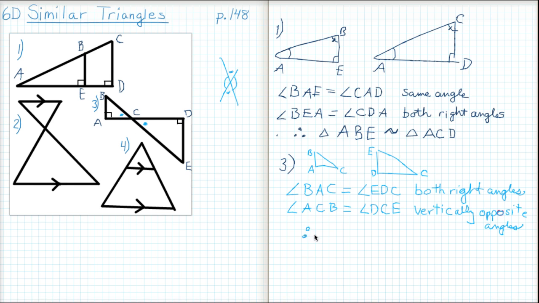Okay, therefore, I've shown two angles, so I can assume that angle B is going to be equal to angle E as well, because the other angles are all equal. So triangle ABC is similar to triangle DEC.